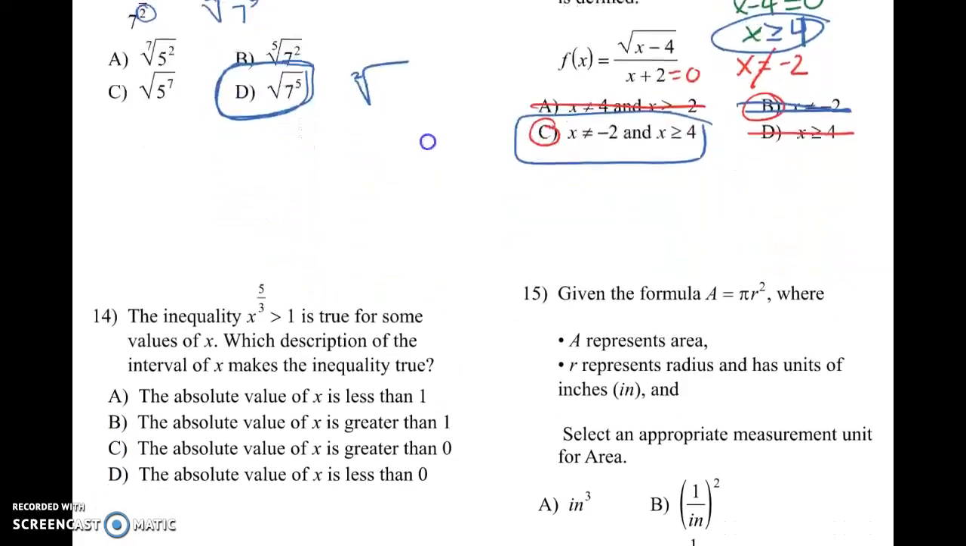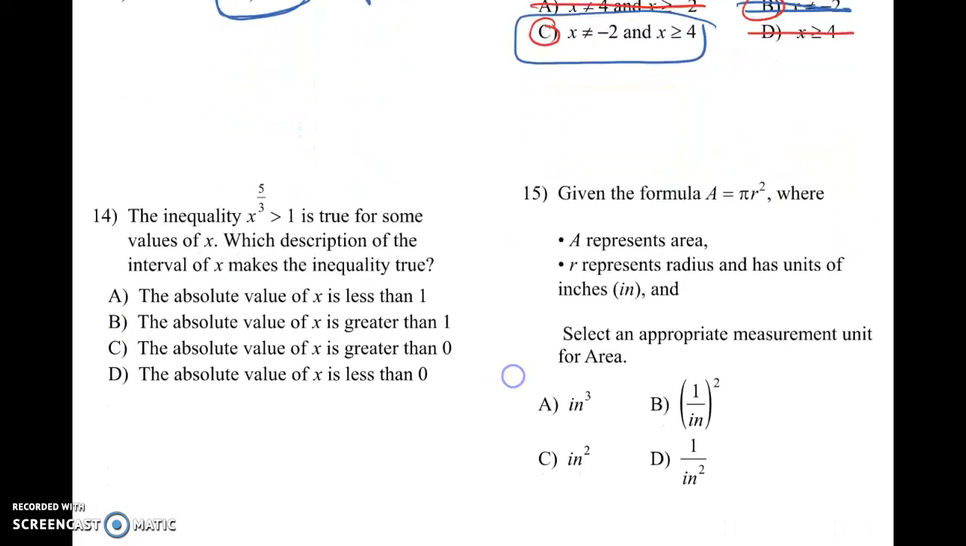And now the last two, numbers 14 and 15. So 14 says the inequality x to the power of 5/3 is greater than 1 is true for some values of x. Which description of the interval of x makes the inequality true? So the absolute value of x is less than 1. So let's see, the absolute value of x is less than 1. That's what answer choice A is saying.